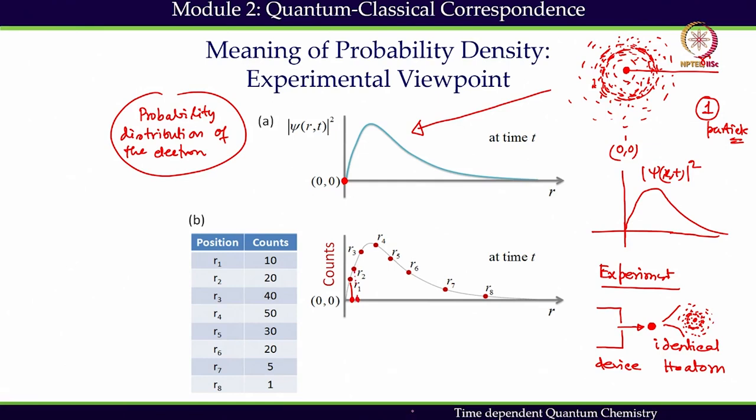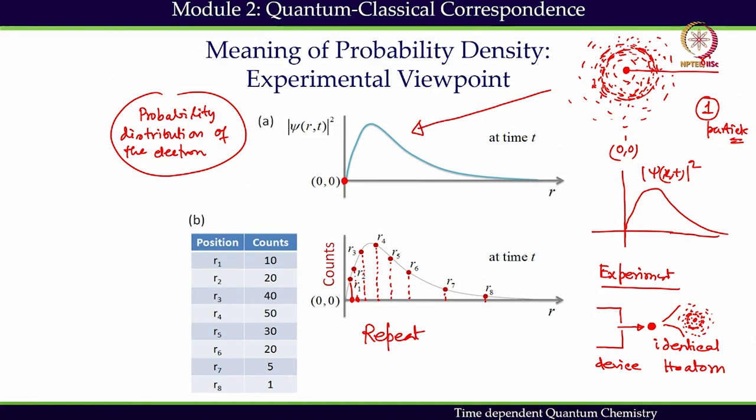In the third experiment, I find r3. R3 doesn't need to be here, it can also be here, it's just an example. It doesn't matter where r3 is, but I get one r3 position. In another experiment, I get the r4 position and so on. In this way, I will keep repeating the experiment. And how many times do I have to repeat the experiment?